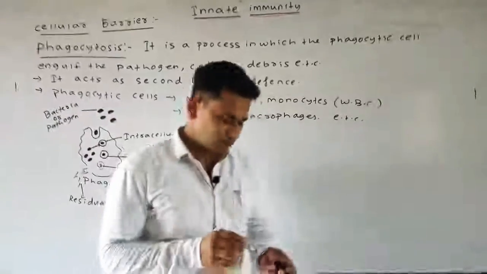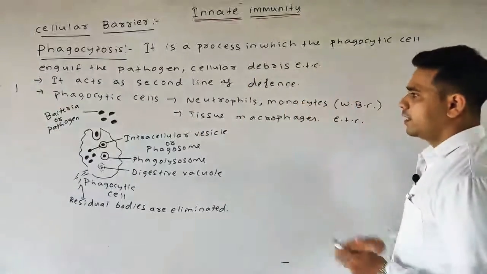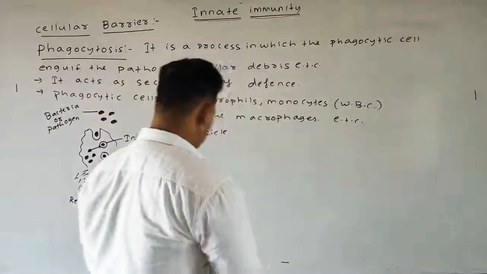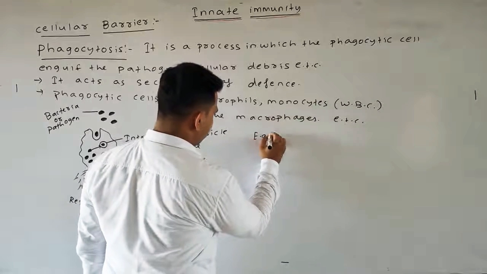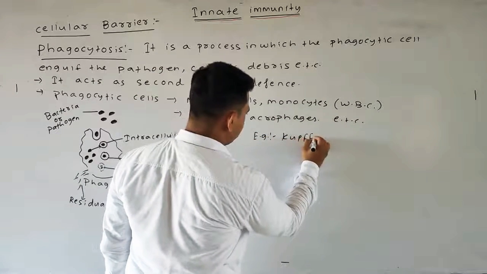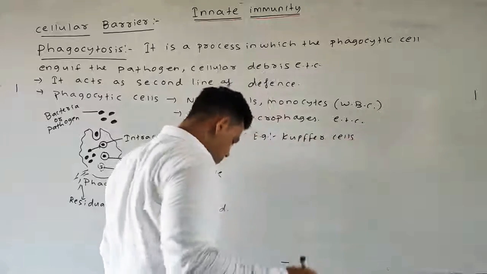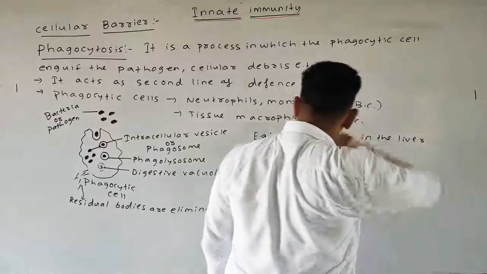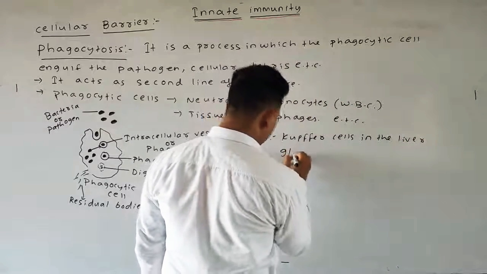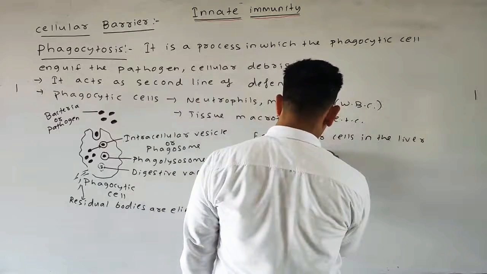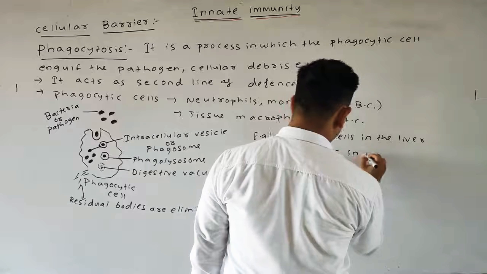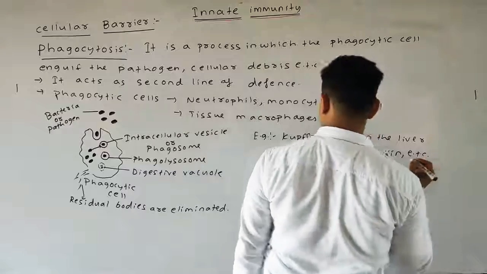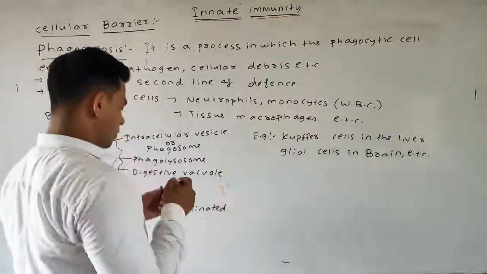Okay, so this one is your simple concept in the phagocytic cell. And some common examples are your Kupffer cells in the liver or the glial cells in the brain.